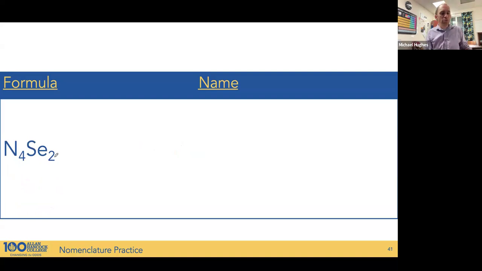Okay, is there a metal? Nitrogen, selenium? No, there's no metal, so we're going to be using prefixes. Our first prefix is tetra, not mono, so we won't drop it. Our second prefix will be for 2, which will be di. So this species is tetranitrogen, and then di selenium with the suffix ide. Diselenide.